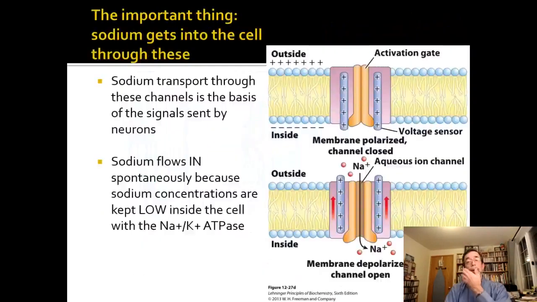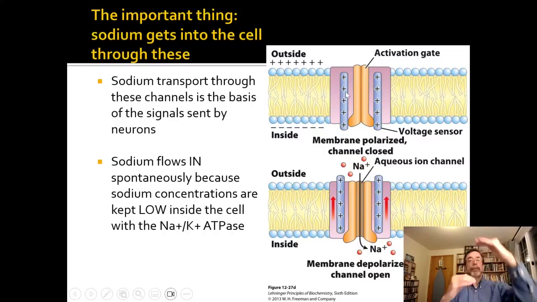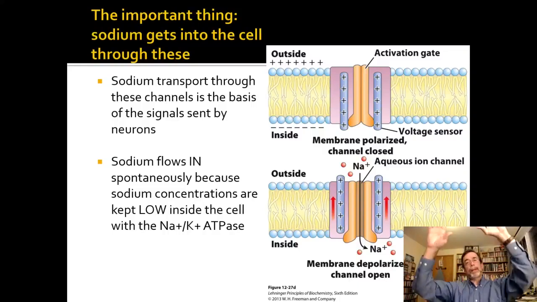Oh, and the other cool thing, the voltage sensor actually is just charged residues on an alpha helix. What will happen is when the membrane reaches a certain charge imbalance, it's always imbalanced. You always have more positives outside and more negatives inside. So normally the helices are pulled down because they are positively charged. They're repelled by the more positive outside. They're attracted to the more negative inside. In that configuration, the door is closed.